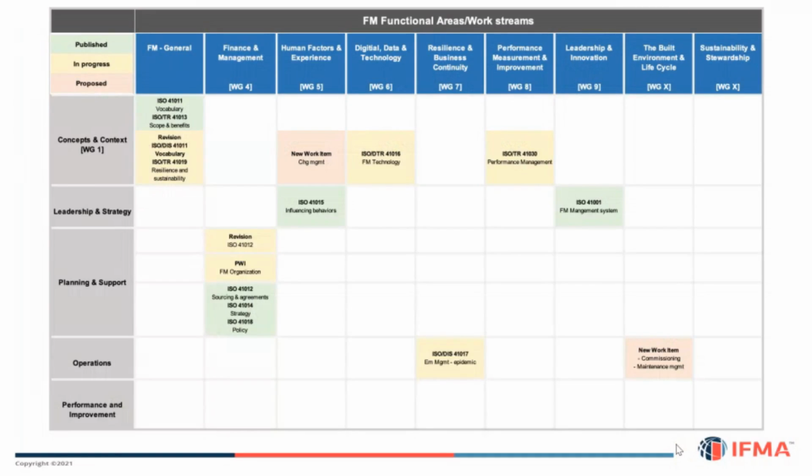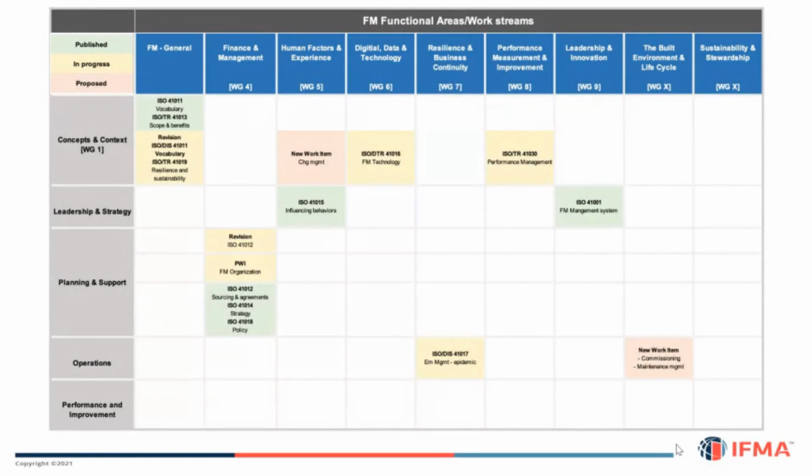Share a little bit now of what the activity in the TC 267 committee has. There are advisory groups and communication groups across the top of this slide. In this matrix, in blue, are basically FM functional areas or work streams that form working groups across the technical committee.